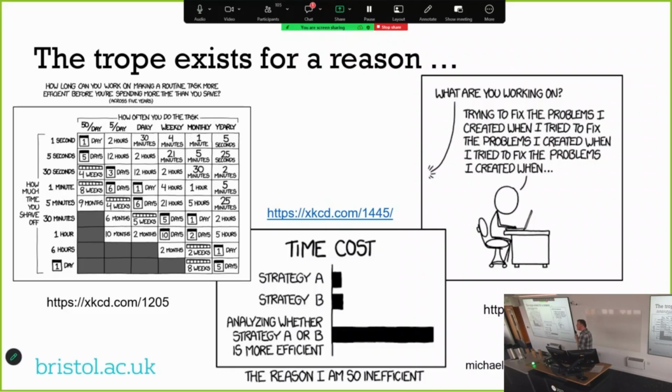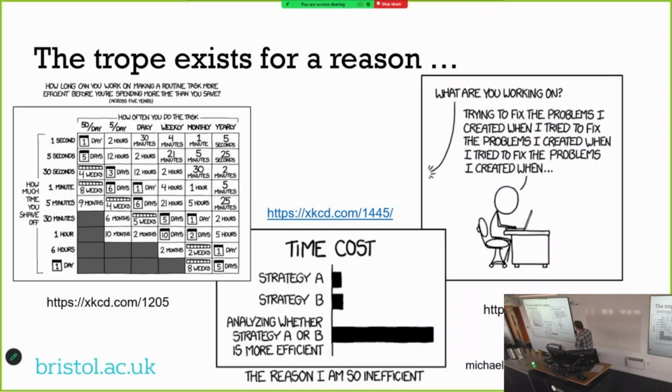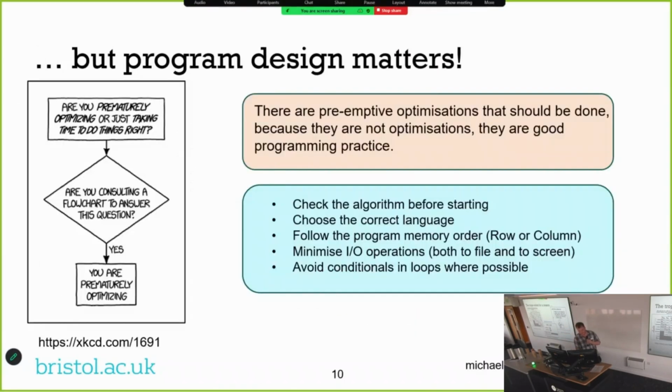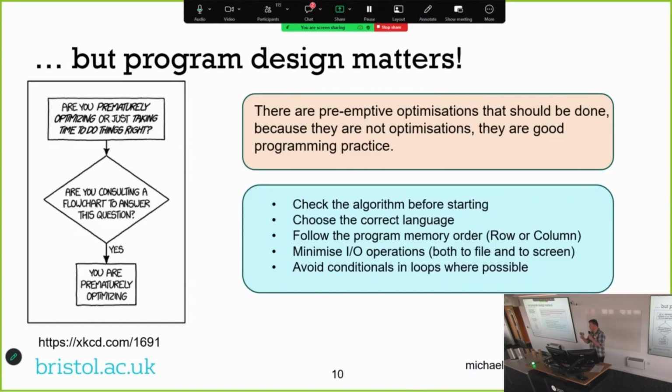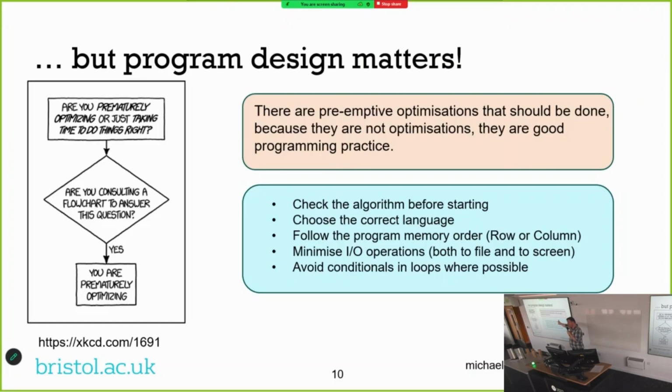The trope exists because you can spend hours, days, months, years trying to optimize something to use it, and then realize you've actually picked the wrong method, or you don't ever actually get your product out the door, or you run out of money. You know, there is an unfortunate subset of people who think it can only go out perfect, but don't let perfect be the enemy of good. However, program design does matter. As this flowchart says, if you have to ask a flowchart, you're optimizing too early.